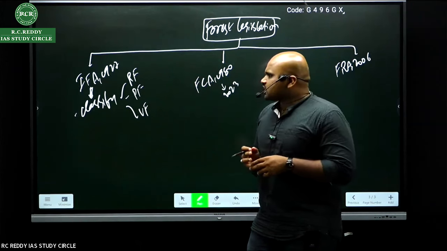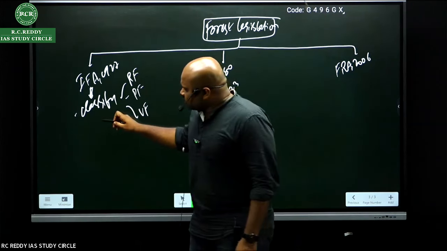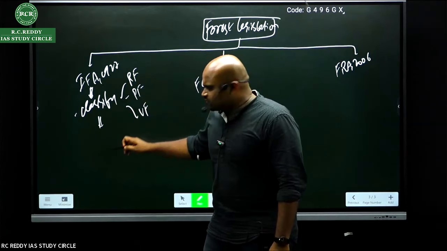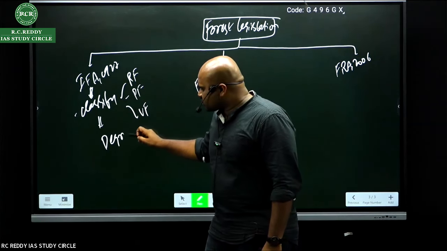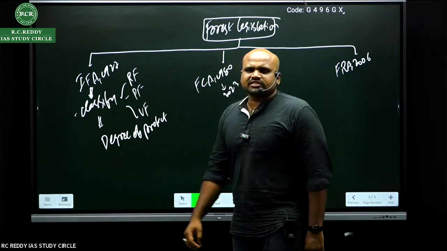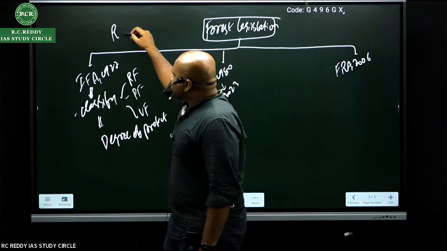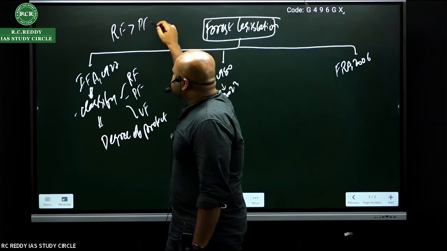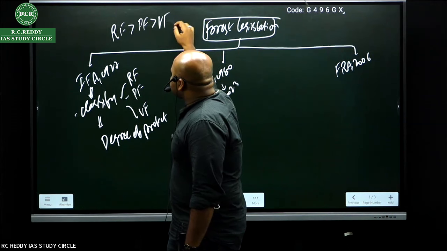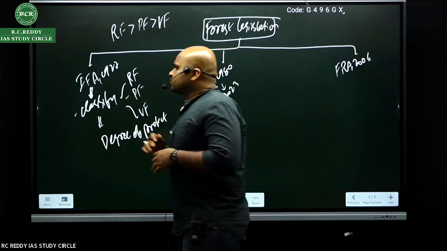And when you observe this classification of reserve forest, protected forest, and village forest, what do you see? The classification has a variation in the context of degree of protection. I see a necessary variation existing in the context of degree of protection. And I observe that the reserve forest is more protected than the protected forest, which is more protected than village forest.